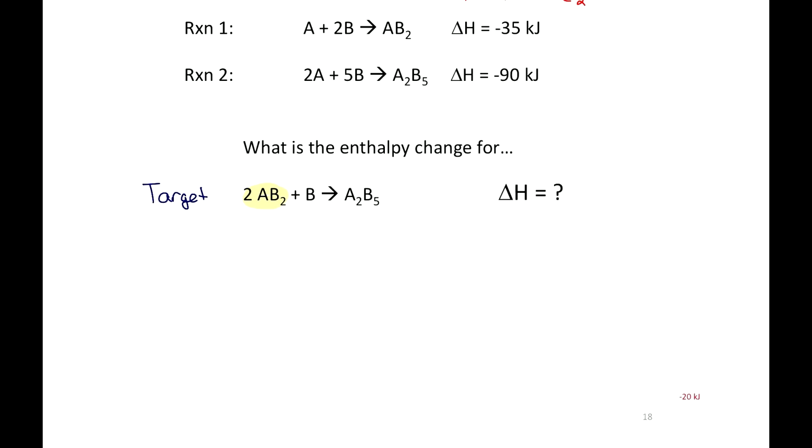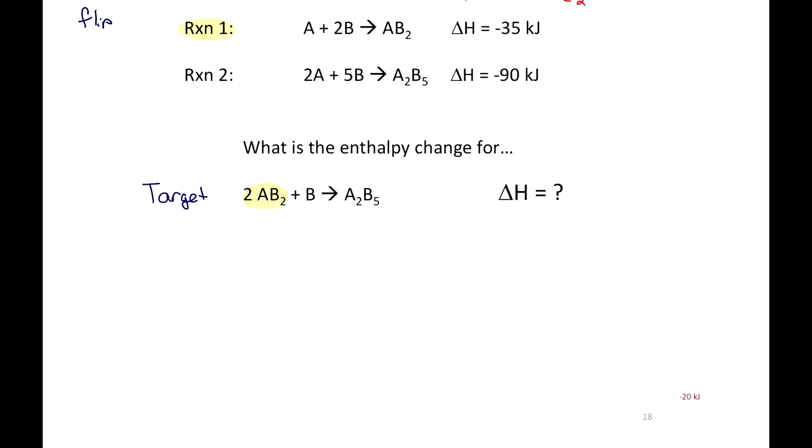So I ask myself, which reaction has AB2 in it? The first one or the second one? The first one, great. Then I ask, is that substance on the correct side? Nope, it's not, all right? I need AB2 on the reactant side. Right now it's on the product side. So what do I have to do to the reaction? I have to flip it, all right? So what I'm gonna do is flip reaction 1.